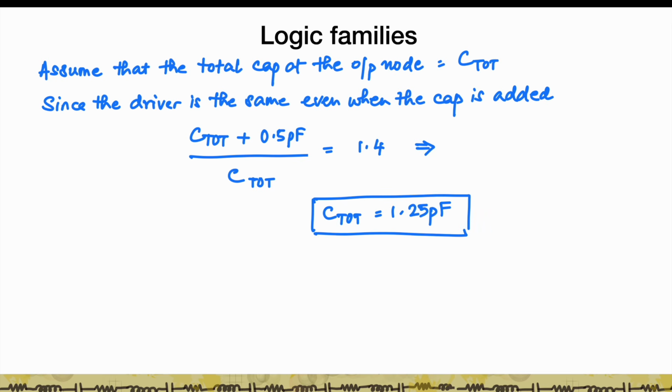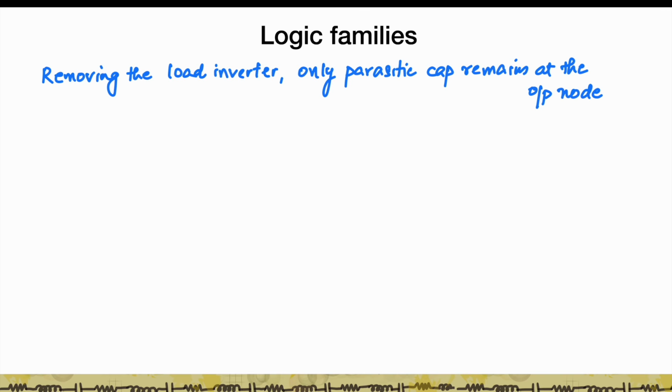If I work out the math, that tells me the total capacitance I have today in the inverter is 1.25 pF, because then 0.5 pF is 40% of this total capacitance.